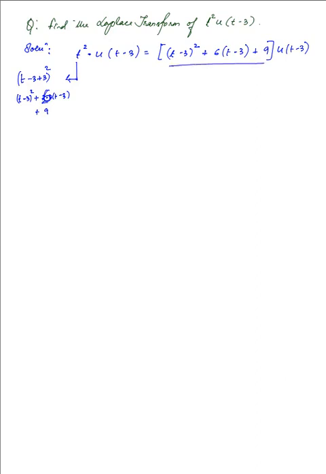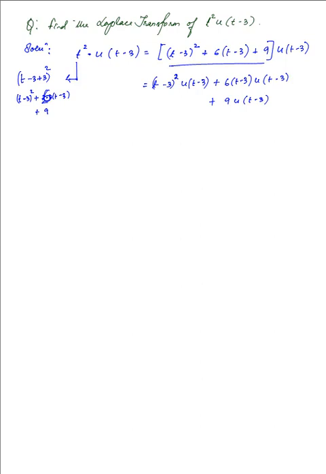Now with that, what we get is we open the brackets, so we multiply the unit function with all of them. So t minus 3 whole squared times the unit function of t minus 3. Then we have plus 6 times of t minus 3 multiplied to the unit function of t minus 3, then plus finally 9 times the unit function of t minus 3.